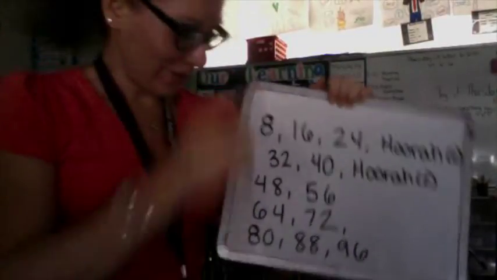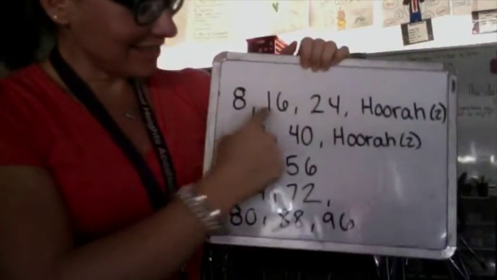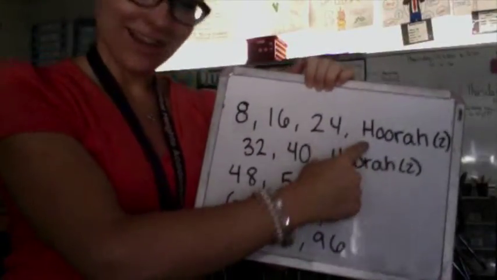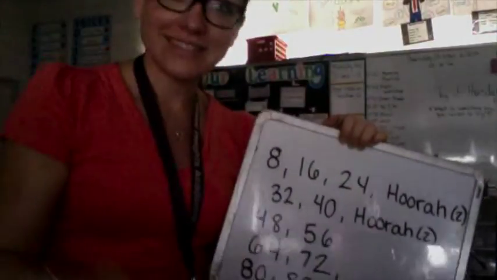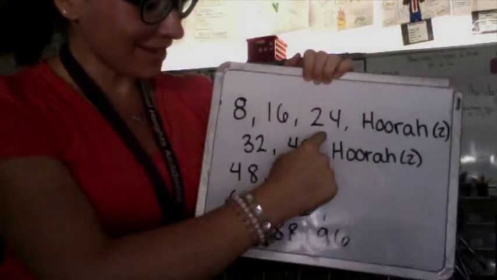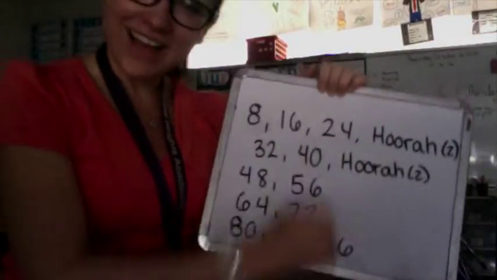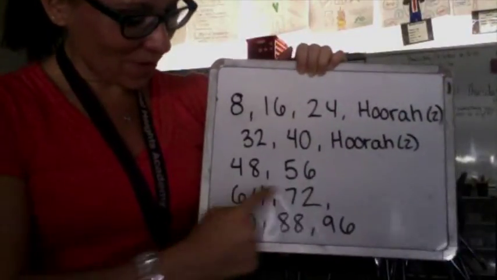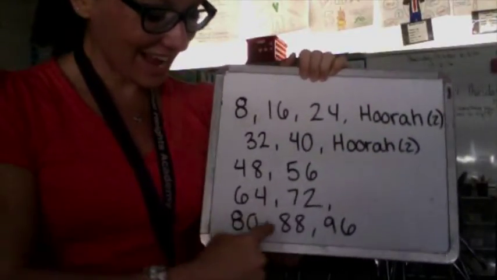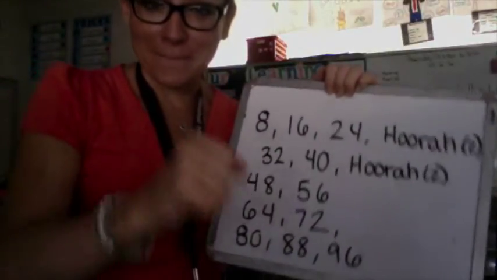Do it again. Go 8, 16, 24, hurrah, hurrah. 8, 16, 24, hurrah, hurrah. 32, 4, oops, I did it wrong. Go again. 8, 16, 24, hurrah, hurrah. 32, 40, hurrah, hurrah. 48, 56, 64, 72, 80, 88, 96, and that's it. Those are 8s.